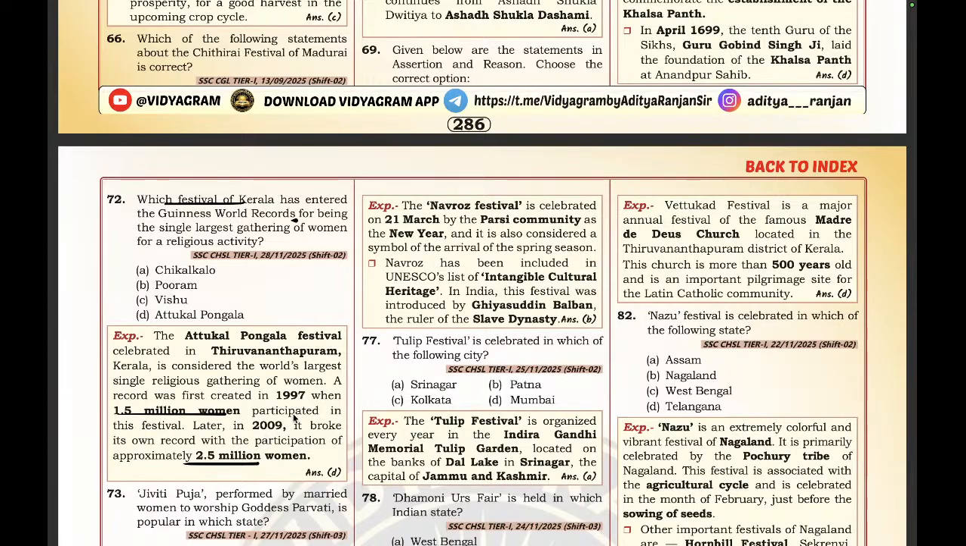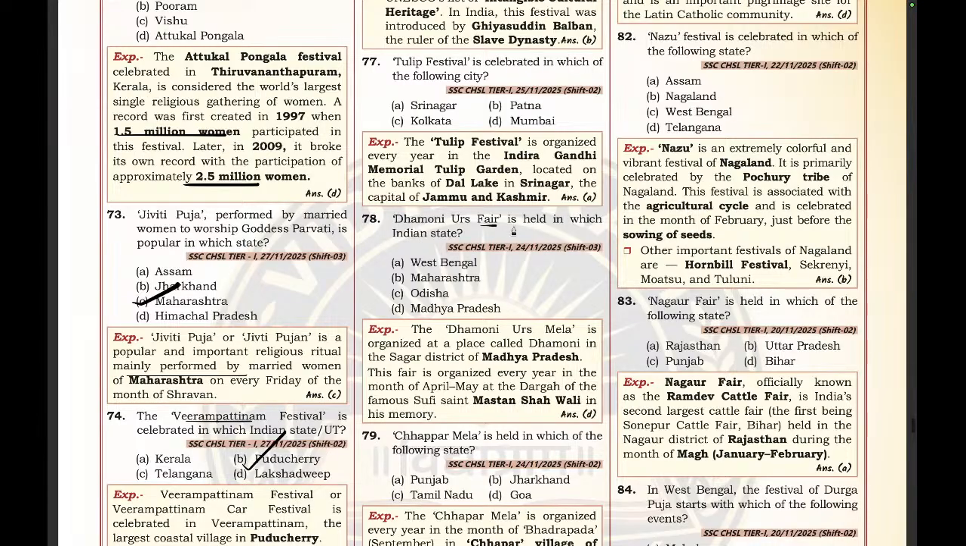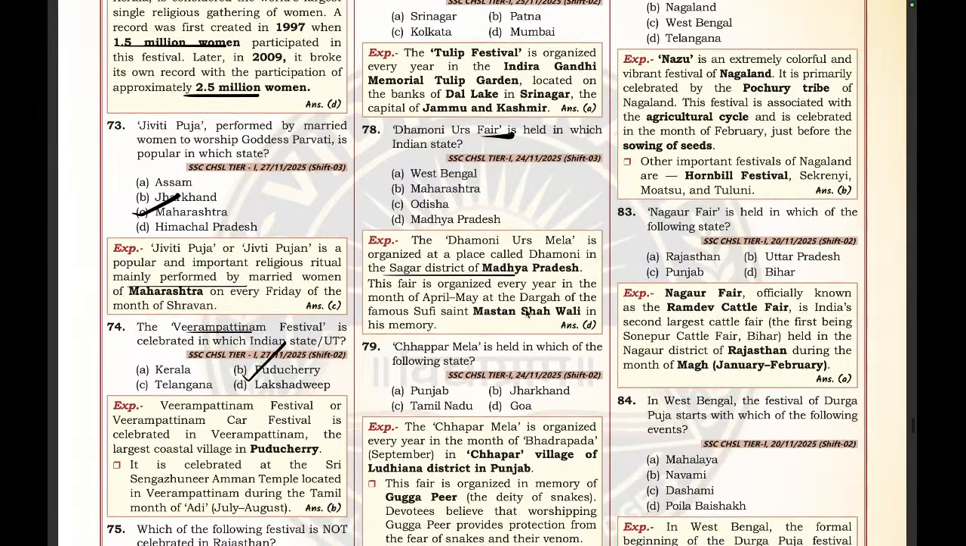Tulip festival is celebrated in which of the following cities? The Tulip festival is organized in the Indira Gandhi Tulip Garden on the Dal Lake in Srinagar. Okay. Dhamuri Urs festival is held in which Indian state? Dhamuri Urs festival is organized in the place called Dhamoni in Sagar district of Madhya Pradesh.